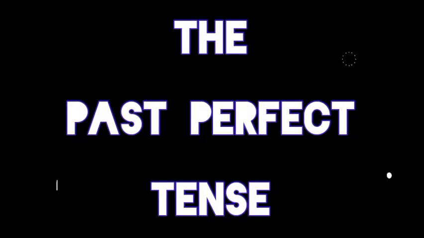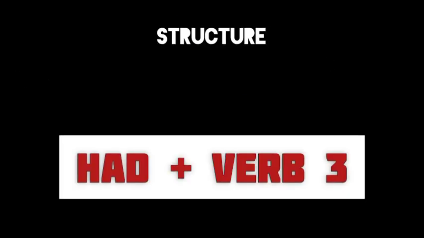The past perfect tense is our topic today. As you know, we identify the tense of a verb from its structure. So the structure of the past perfect tense is the auxiliary verb had plus the third form of the main verb, or the past participle of the main verb. So we understand that in past perfect tense we use the helping verb had and the third form or past participle of the principal verb.